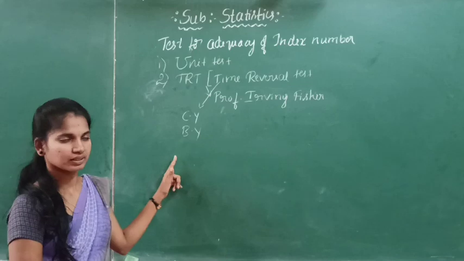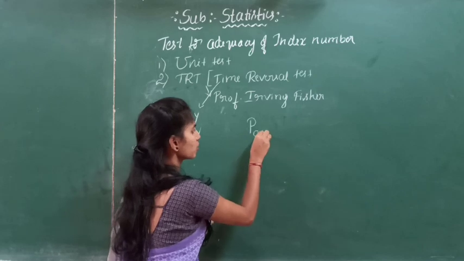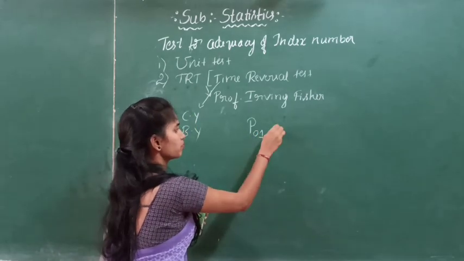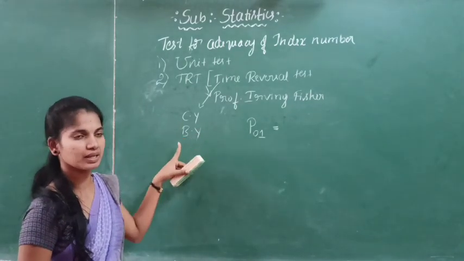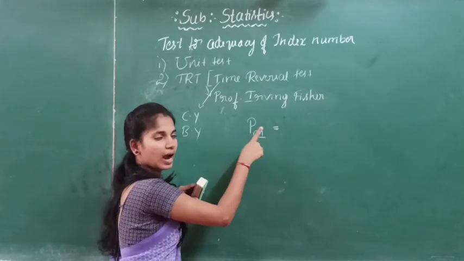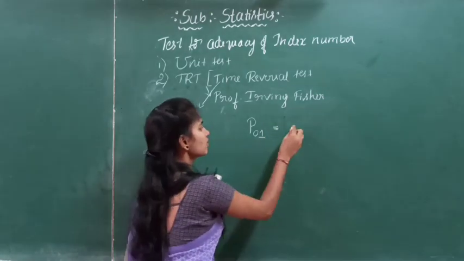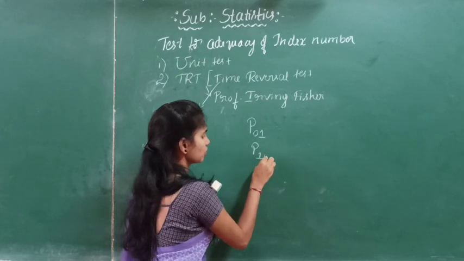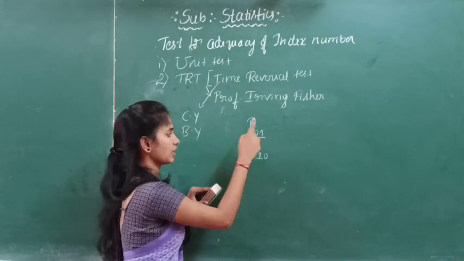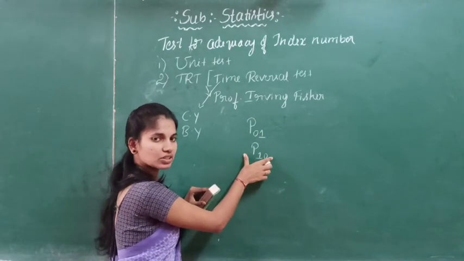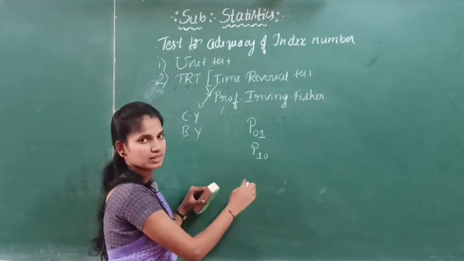We know that the price index number is denoted by P01. If the current year and the base year are interchanged, where the base year is denoted as 0 and the current year is denoted as 1, we write it as P10. That means you write 1 instead of 0 and 0 instead of 1. This is the reversal, that is interchanging of the current year and the base year.